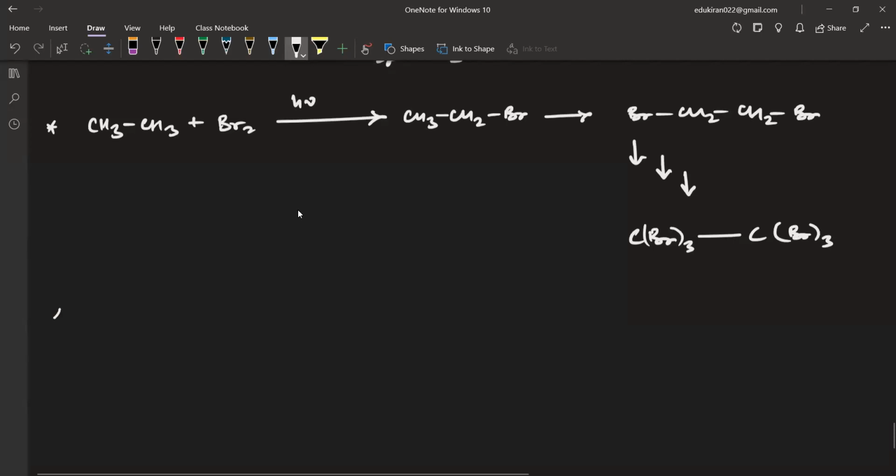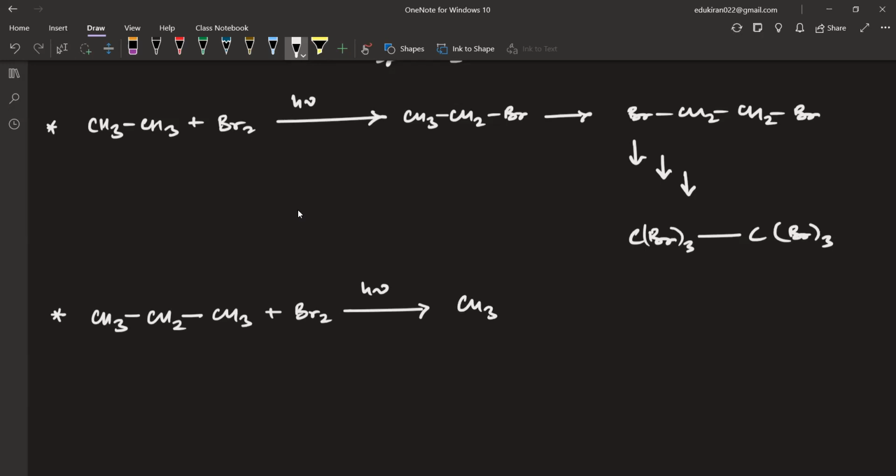Now let us see another case. CH3CH2CH3 plus Br2 in the presence of hν. In this case also, what will you be forming? You will be forming multiple haloalkanes. So what are the monohaloalkanes you can form? The monohaloalkanes you can form will be CH3CH2CH2Br plus CH3CHBrCH3.